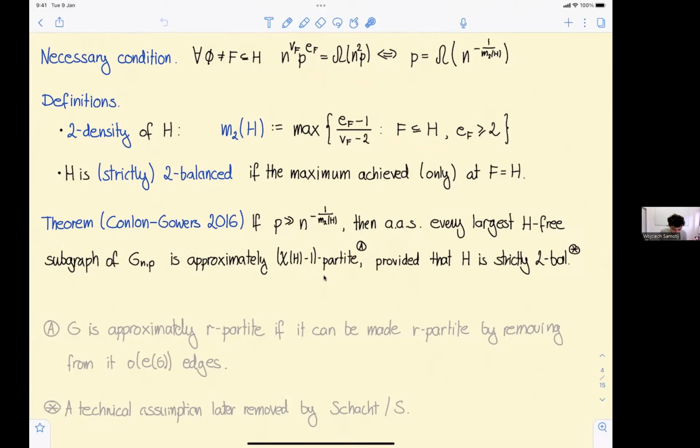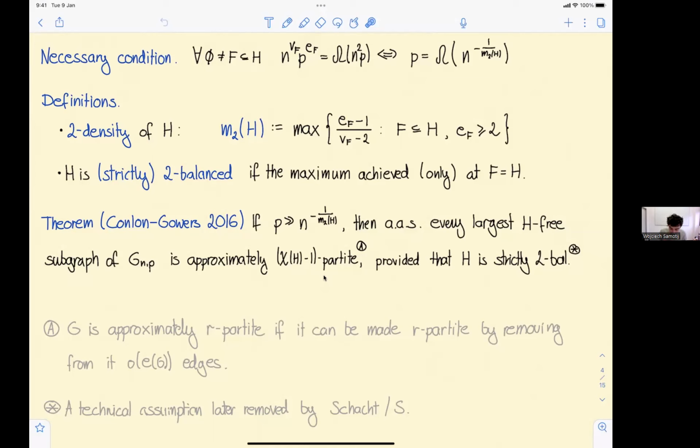Now, we will say that H is two-balanced if this maximum is achieved by H itself. And moreover, a graph H will be called strictly two-balanced if the maximum is achieved only at H. So for every F which is not H, this ratio is slightly smaller. And in the remainder of the talk, I'll be mostly interested in graphs that are strictly two-balanced. And just to say that it's not a vacuous assumption, both cliques and odd cycles are strictly two-balanced, and there are many graphs that are strictly two-balanced, but the two interesting examples of edge critical graphs have this nice property of being strictly two-balanced.